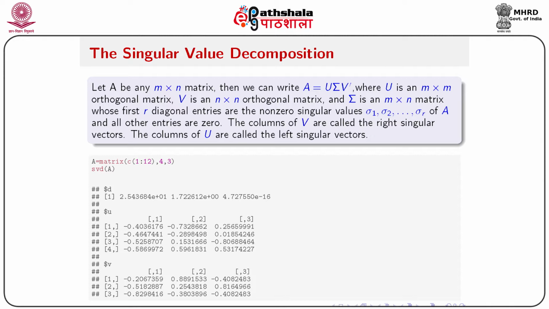For singular value decomposition, there is a function called svd. If you pass the matrix A to svd, it will give you D, then U, then V. D has the diagonal elements only, so you can form the diagonal matrix from it. U gives the left singular vectors, and V is the right singular vectors that you have in the matrix. So D, U and V are generated by the svd function.